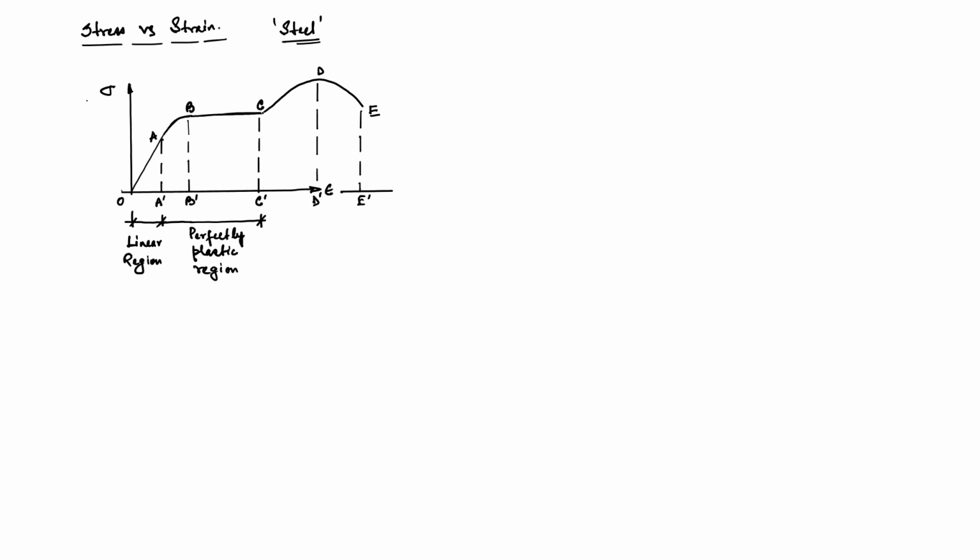Then if you look at this path C to D, what happens if we increase the force? It moves along the path C to D, and this region is called strain hardening. And then finally, this is the region called necking. I will explain that in a minute.